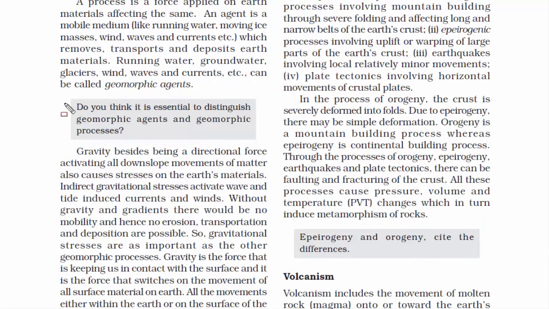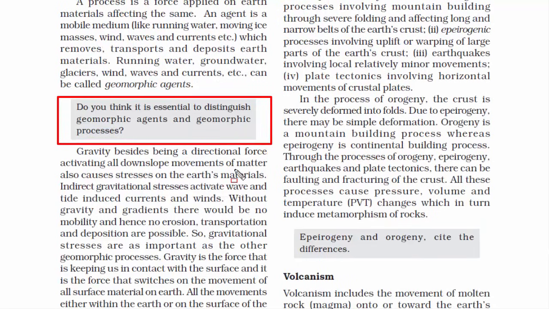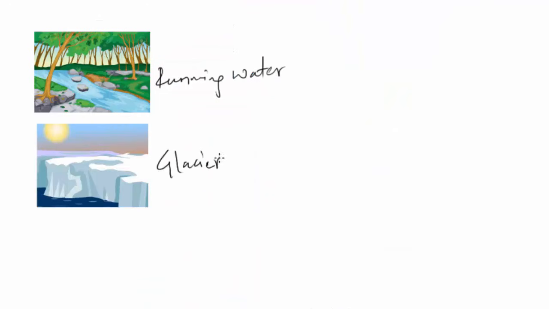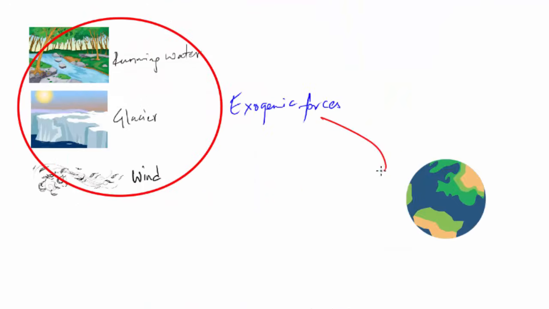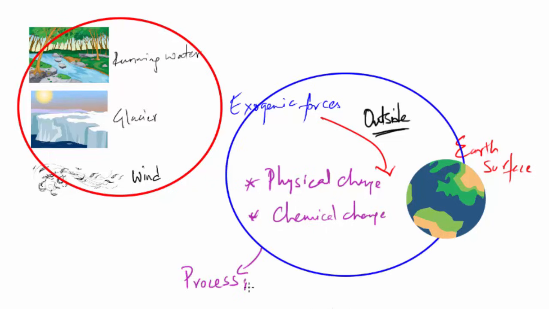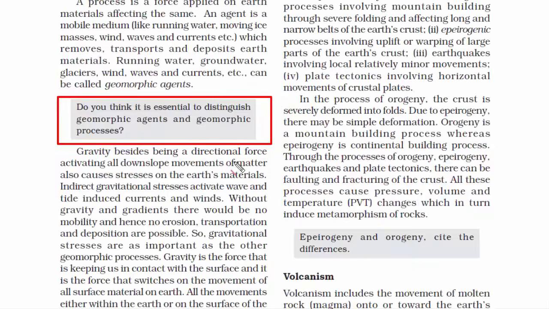There's a question here that says, is it essential to distinguish geomorphic agent and geomorphic processes? Well, they are almost the same. I mean, the Earth's surface goes through both chemical as well as physical changes. Now, running water, groundwater, glaciers, wind, waves, and currents, etc., are exogenic forces. They act on the Earth's surface from outside, and they do both physical as well as chemical changes to the Earth's surface. But there's a process involved. It's not that quick that you and I can notice it instantly. It takes a while, and that's what the whole process definition is all about.